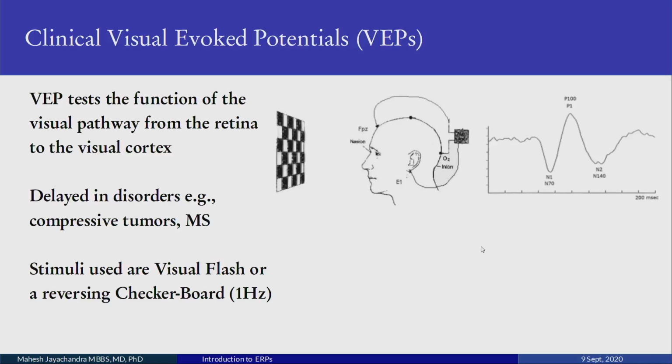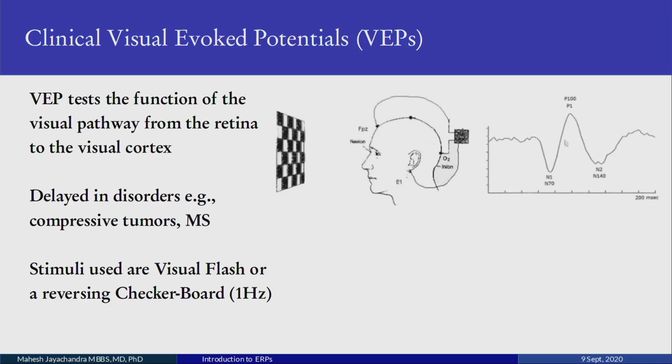Similarly, with the visual system, you check the visual system from the eye through the various pathways, and you record from the occiput at the back. And you can either use a flash, or what they do in clinical neurophysiology in the hospital is you have a checkerboard, a chessboard, which keeps reversing. The squares alternately are white or black. And again, you get an N1 response, a P1 response, and an N2 response. So first negative component, second negative component, first positive component.